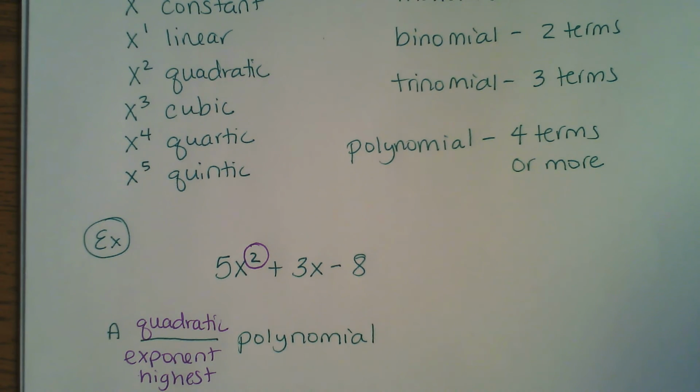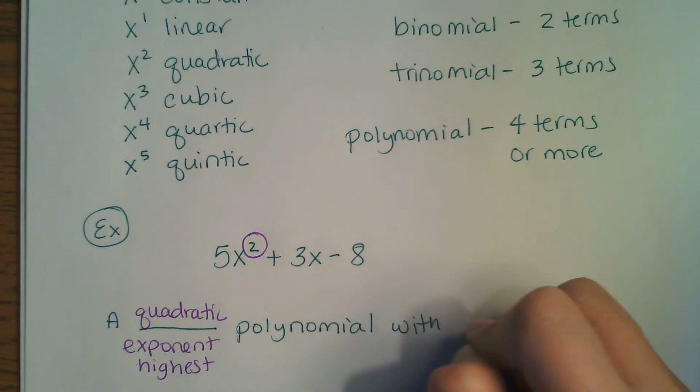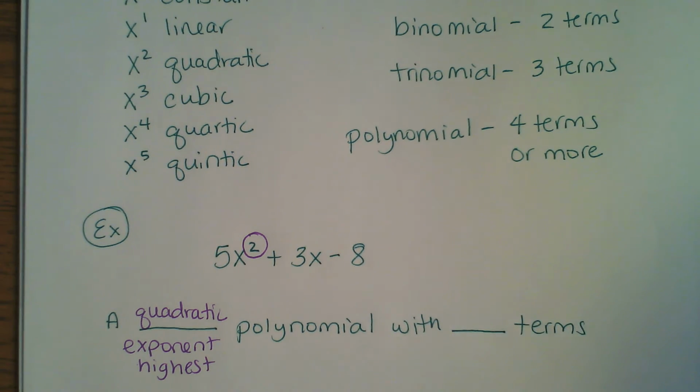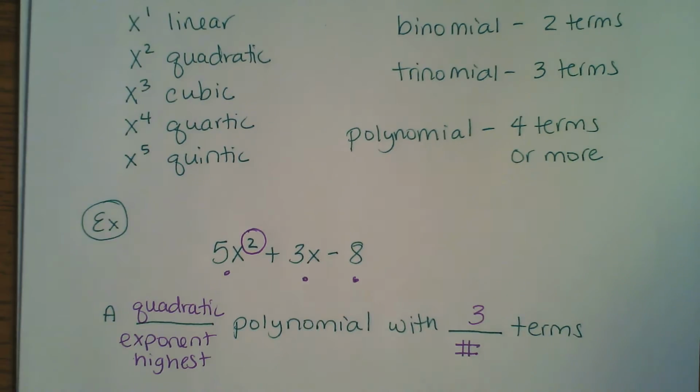It would be a trinomial, but in the Delta Math it already just says polynomial, because that represents all of the omials. But you're right, it is technically a trinomial. But the next thing it'll say is a polynomial with blank terms. So they're looking for the number. 1, 2, 3, correct. That's why Davion said it was a trinomial, because there are 3 terms.